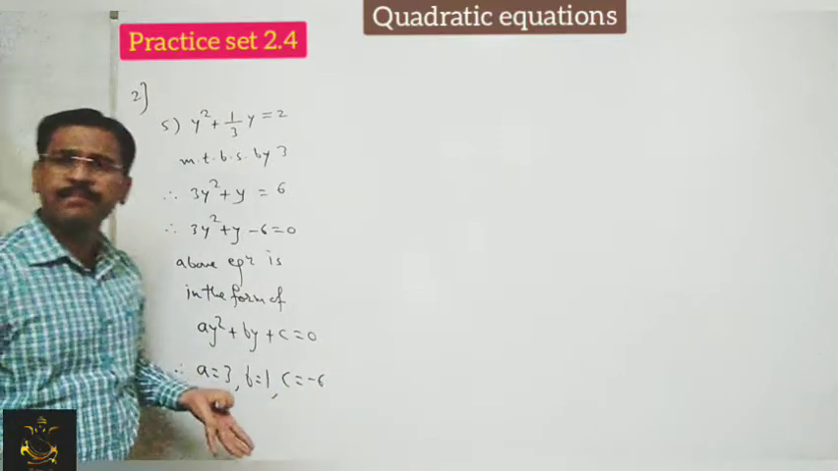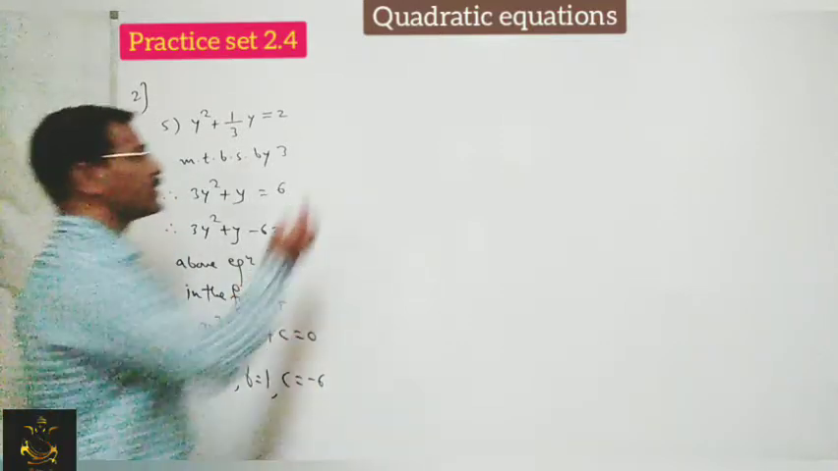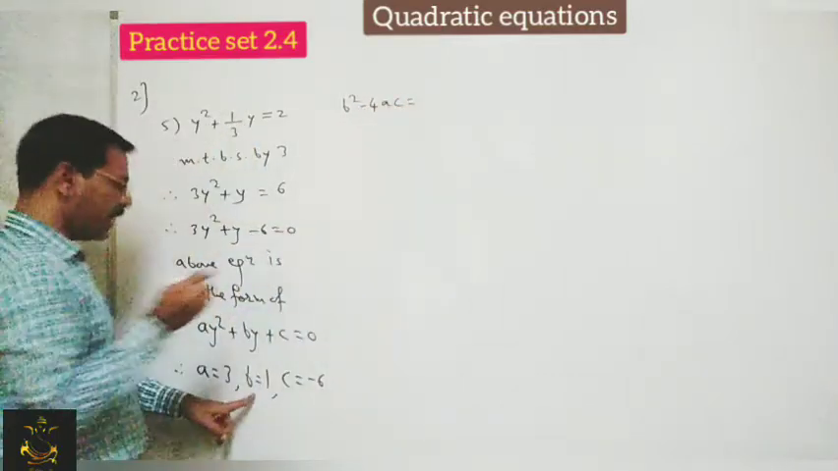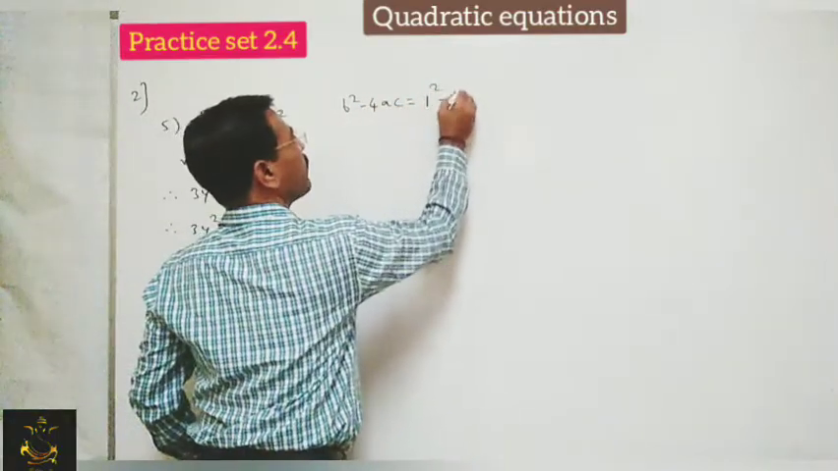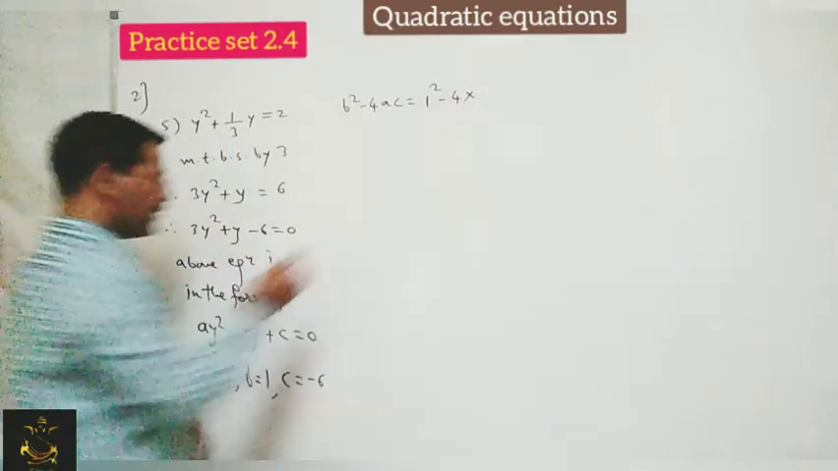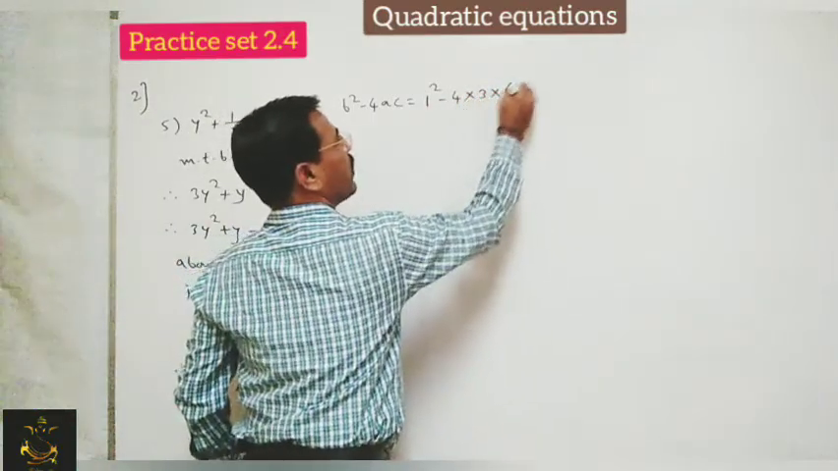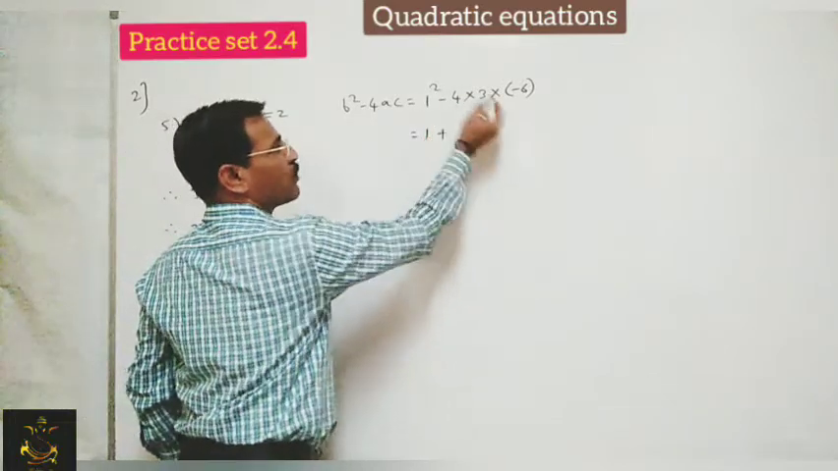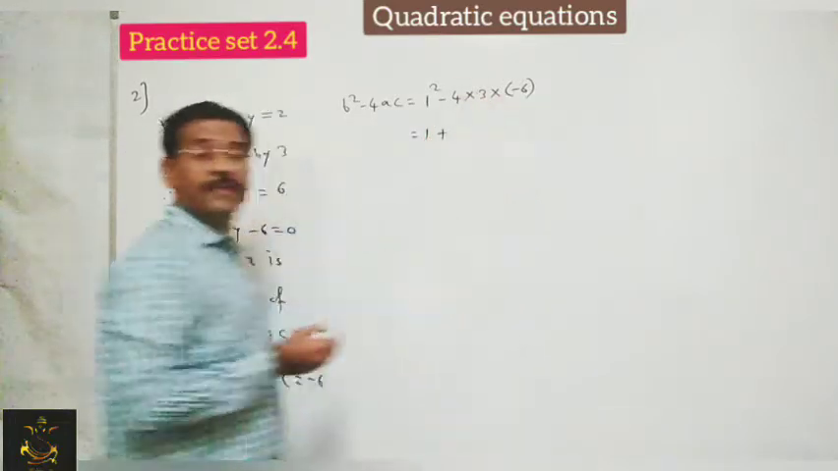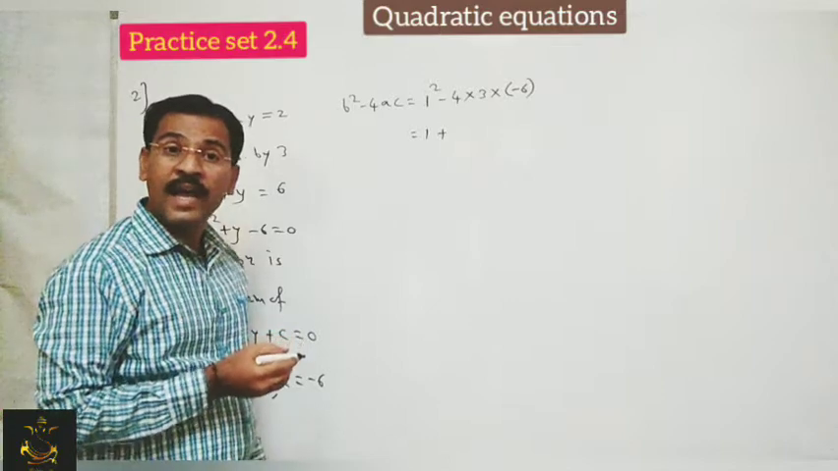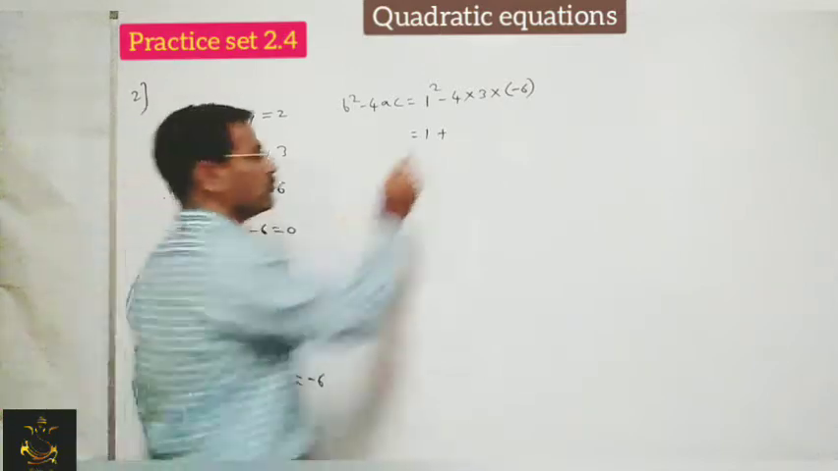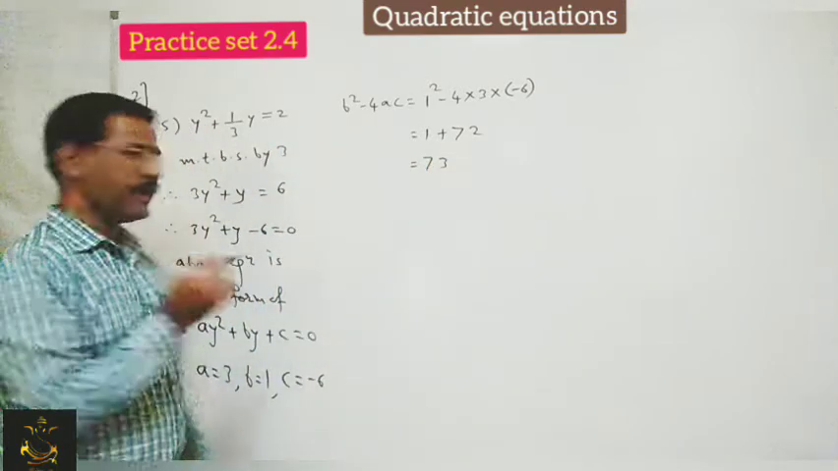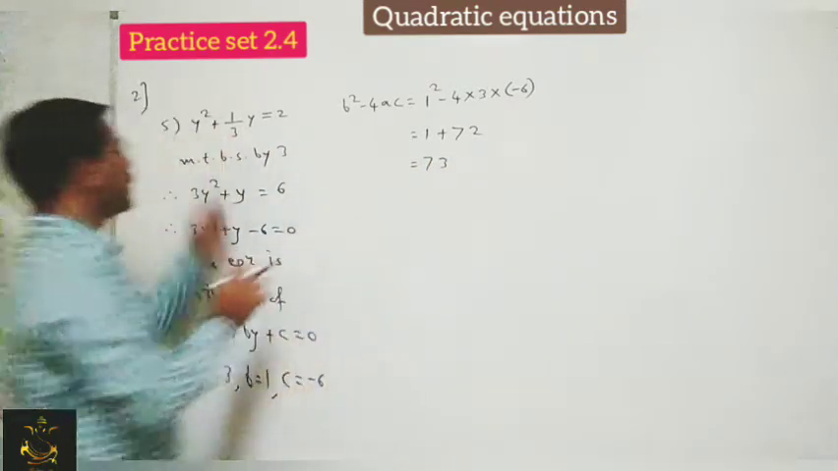Now what is the next step? Find b squared minus 4ac. What about b? It is 1. 1 squared minus 4 into a, which is 3 here, c is minus 6. 1 squared is 1, minus minus plus, 4 threes are 12, 12 sixes are 72. So here it is what? 73. Okay.